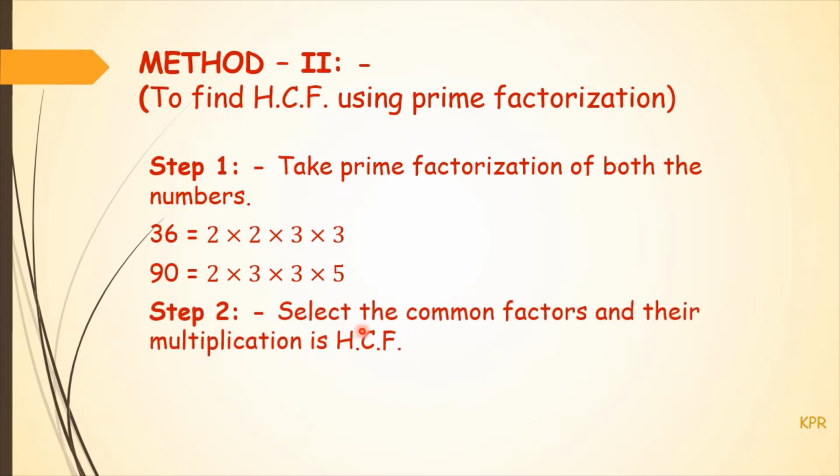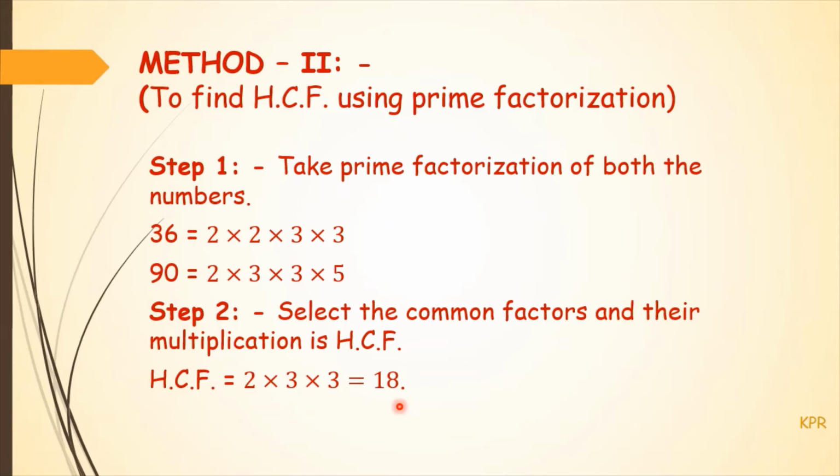Step 2. Select the common factors and their multiplication is HCF. So from these two prime factorizations, we want to select the common factors. First common factor is 2, second common factor is 3 here, and third common factor is again 3. So we will take the product of these three common factors and that product is HCF. So HCF is equal to 2 into 3 into 3, that is equal to 18.